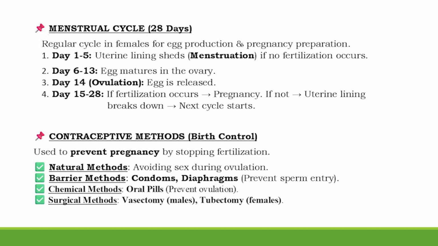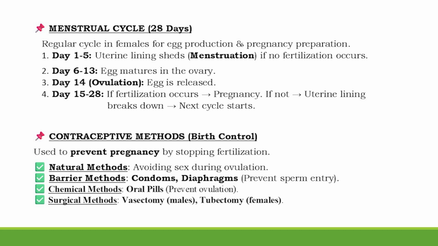Menstrual cycle, 28 days. Regular cycle in females for egg production and pregnancy preparation. 1. Day 1 to 5: uterine lining sheds, menstruation, if no fertilization occurs. 2. Day 6 to 13: egg matures in the ovary. 3. Day 14: ovulation, egg is released. 4. Day 15 to 28: if fertilization occurs, pregnancy. If not, uterine lining breaks down, next cycle starts.